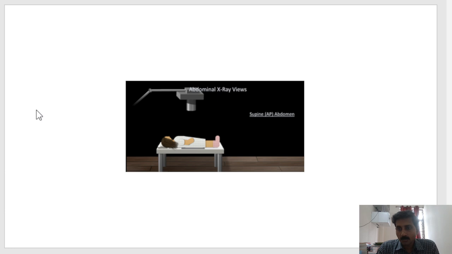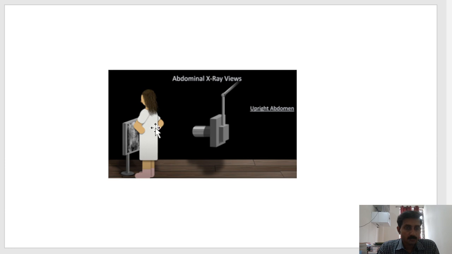The first X-ray is the abdominal X-ray supine view. You can see in this picture, the patient is lying on the table and the X-ray machine which is passing the X-rays is kept above. So this is called a supine anteroposterior view of the abdomen. And here we can also have an upright view or erect view of the abdomen. So what is the erect view? The patient is standing erect and we are taking the X-ray. That is called abdomen X-ray, erect view or upright view.